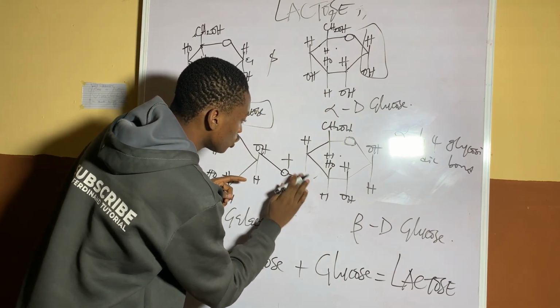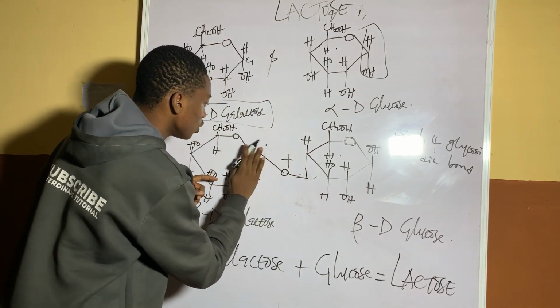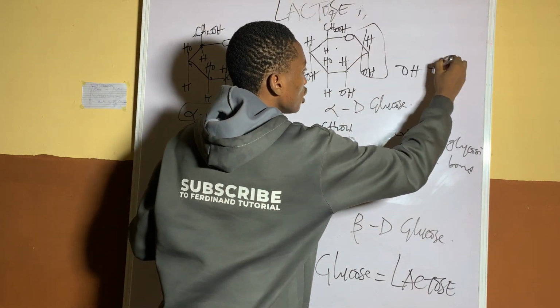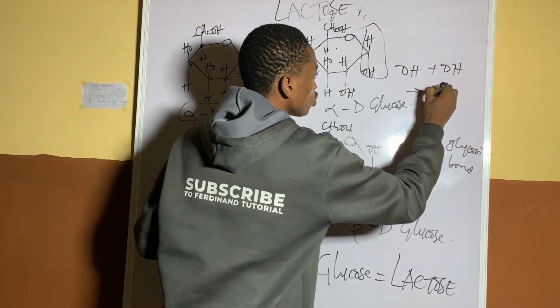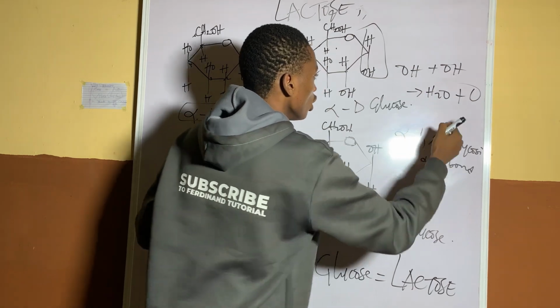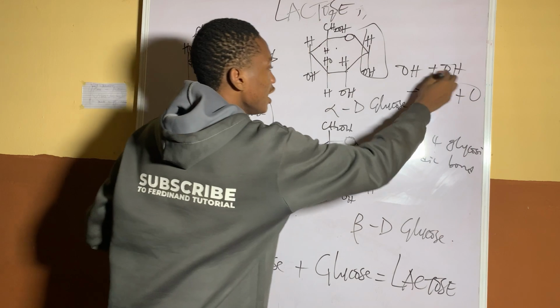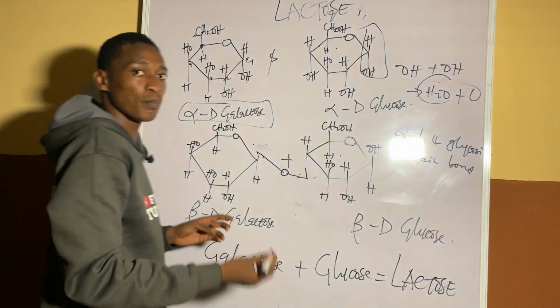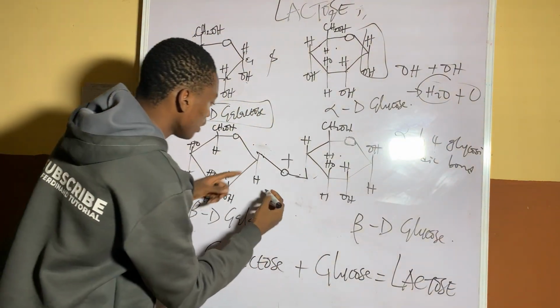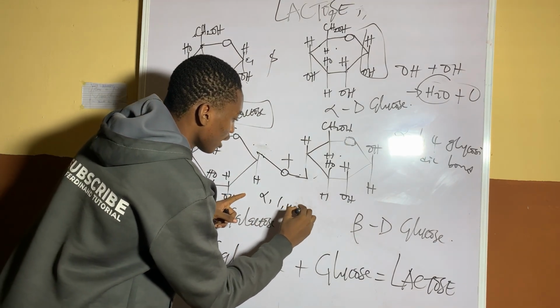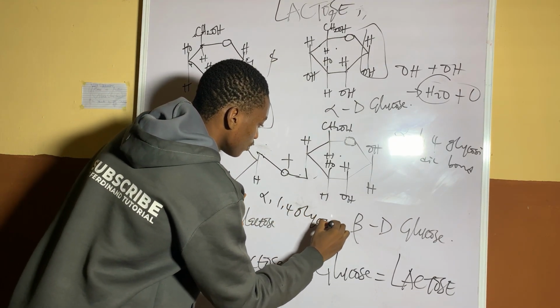So the OH will leave. Remember, OH plus OH will give us H2O plus O. So the O is what is holding these two monosaccharides together, and the H2O has been liberated. That's what makes it a condensation reaction. So this beta is called what? Beta. This bond is called beta 1,4 glycosidic bond.